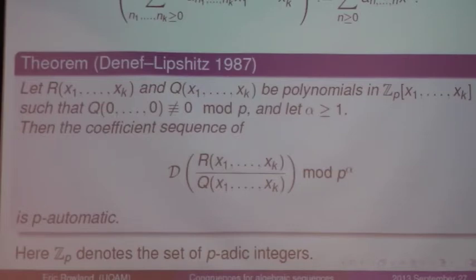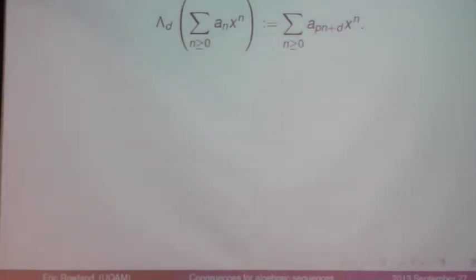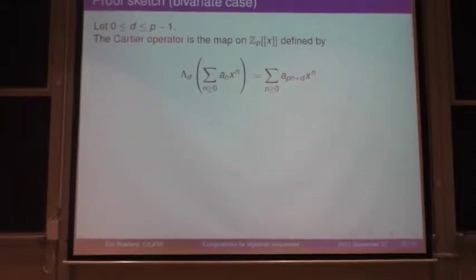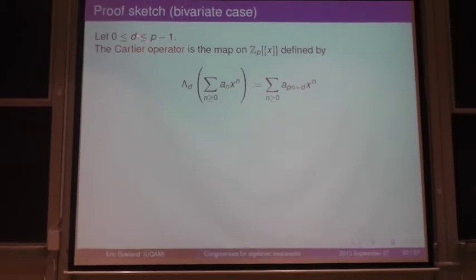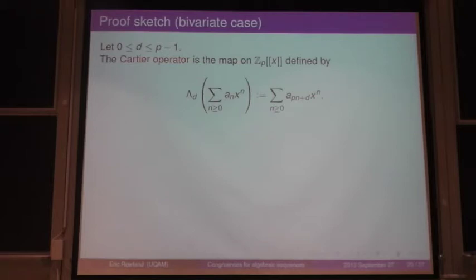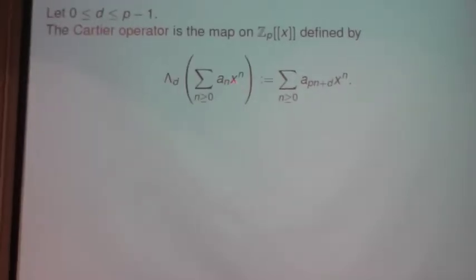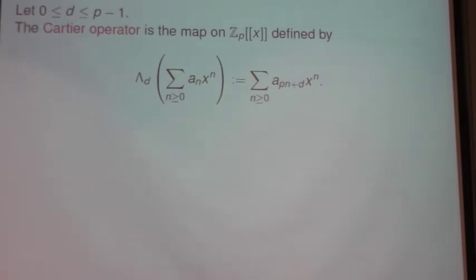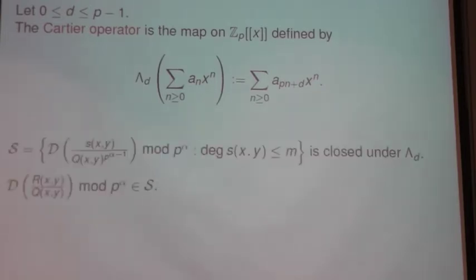All right. I want to give just a very short proof sketch. This is a very sketchy sketch in the bivariate case, so just two variables. So we let d be some digit in base p, and there's this thing called the Cartier operator, which is a map on formal power series. It's a very simple map. What it does is it takes a formal power series and it just takes an arithmetic progression of terms. So it takes every pth term starting at the dth term. So it's a very simple operation.